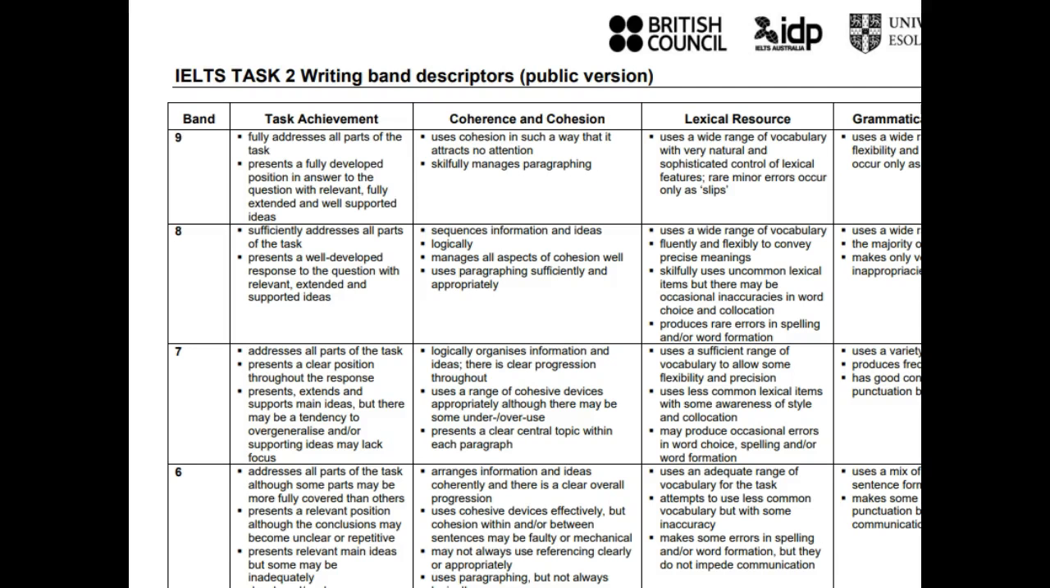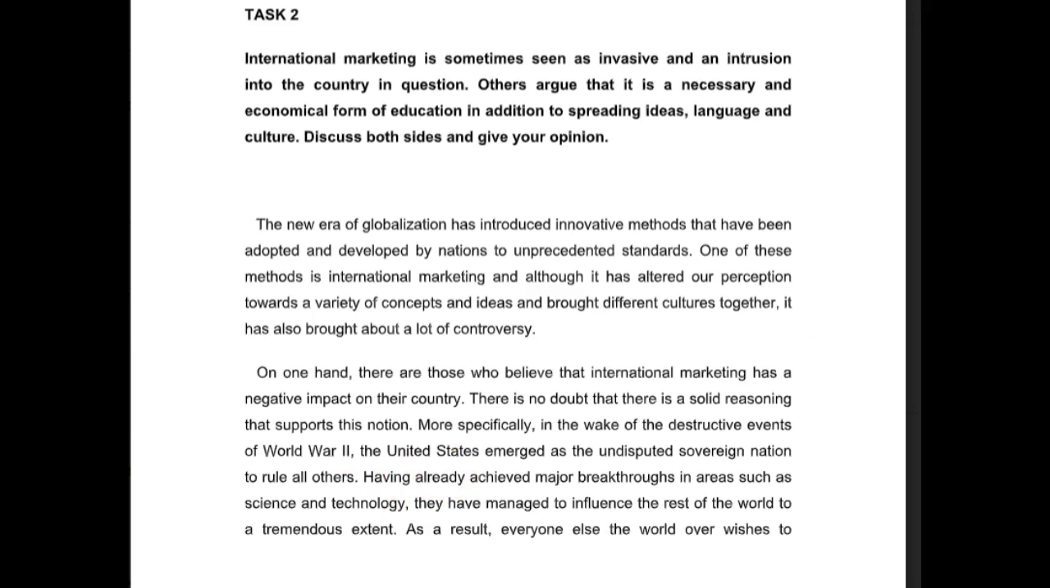Okay, so what I've pulled up here is the Task 2 band descriptors. This is obviously the public version, but I want to point your attention to this, Task Achievement Band 7. Look at the second bullet: presents a clear position throughout the response. Now, the keywords here are clear position. Clear position is essentially the answer to whatever they ask you. And then what does throughout mean? Throughout means from the beginning to the end. So how can your position be clear from the beginning to the end? It's clear from the beginning if you say what it is in the introduction. All right, so let's move on.